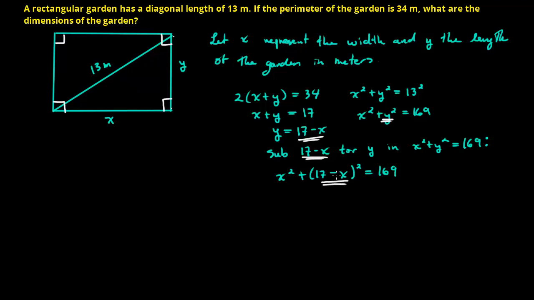I can simplify this and write it in standard form and then try to solve it. If I do that, I get x squared plus x squared minus 34x plus 289 is equal to 169. I got this from just squaring 17 minus x. I can subtract 169 from both sides and combine like terms. If I add x squared plus x squared, I get 2x squared minus 34x. 289 minus 169 is just positive 120.